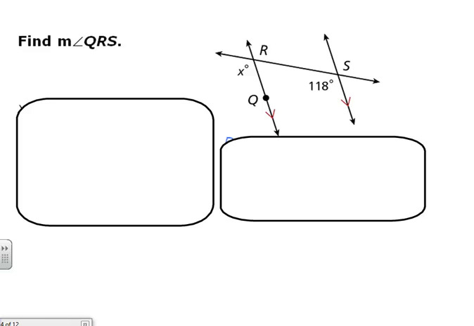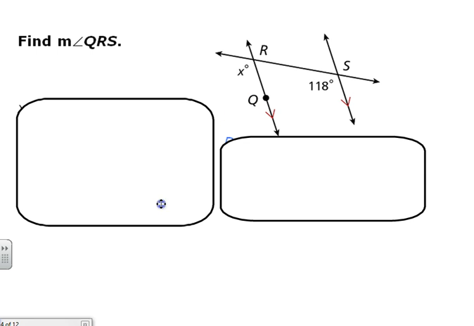QRS. And Kaylin, tell us what it is. 62. 62, and how did you find it? 180 minus 118. Good, because QRS is supplementary to X, right? And X and 118 are corresponding, so this must be 118. QRS plus X is 180.